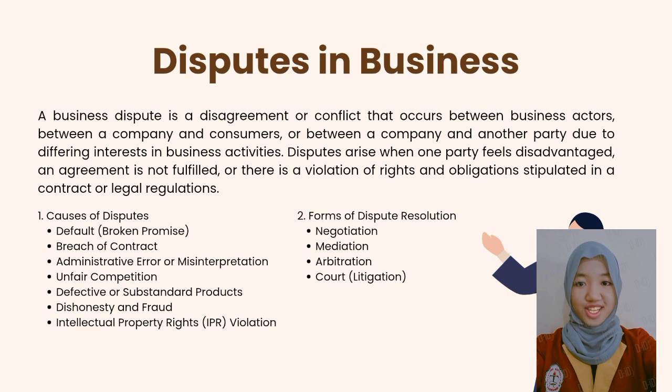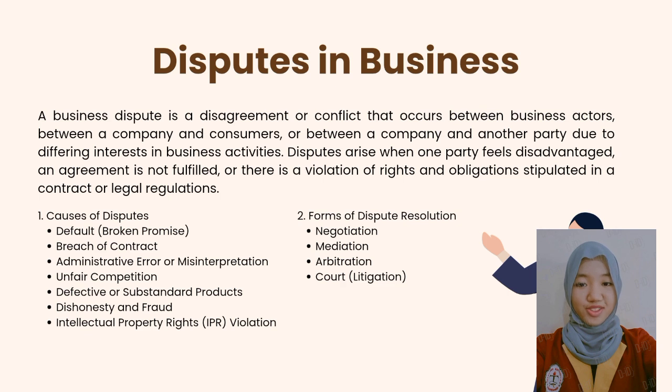4. Unfair business competition. Actions such as monopolies, cartels, dumping, and abuse of dominant position can trigger disputes between companies. 5. Defective or substandard products. Consumers can sue businesses if their products cause harm or do not meet specifications. 6. Dishonesty and fraud. Falsifying data, manipulating reports, or misleading other parties in business transactions. 7. Intellectual property rights, IPR, violations. For example, the unauthorized use of brands, logos, or designs.